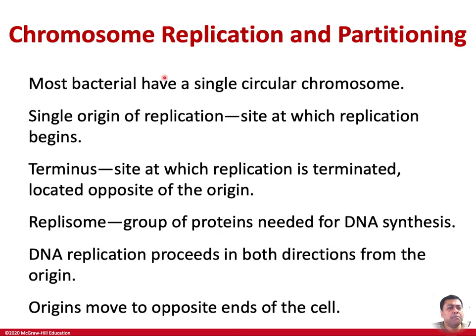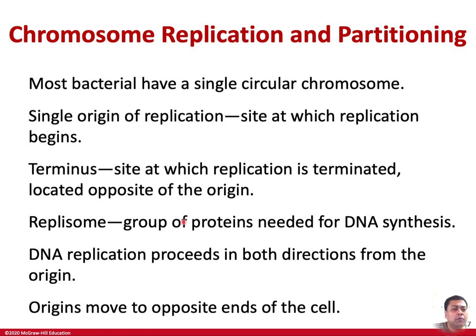Most of the bacteria do have a single chromosome and also a single origin of replication that we have talked about in the previous chapter. This is the site at which replication begins, and from the replication origin there will be two replication forks, and each will move towards the terminus. The terminus is a site where the replication is going to get terminated, and this is located usually, if the chromosome is circular, at the opposite pole.